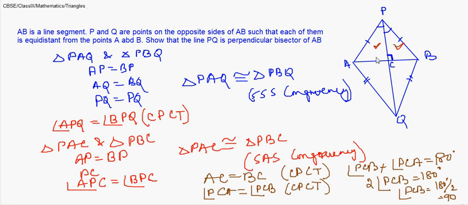Now we have already proved AC to be equal to BC. We have now proved this to be 90 degrees. So obviously the other side is also 90 degrees. So PQ is proved to be the perpendicular bisector of AB in the given figure. Hope you got it very clearly.